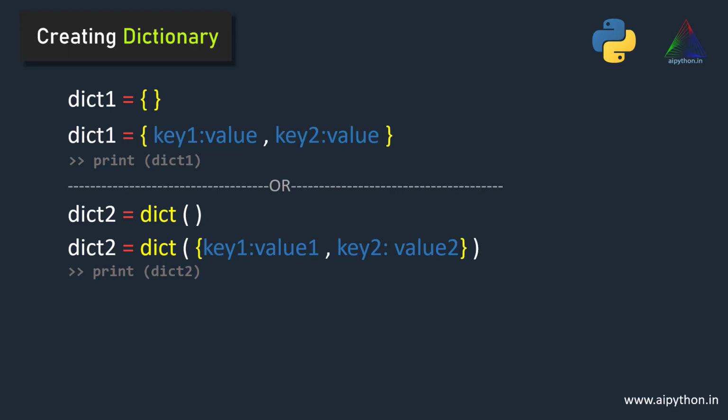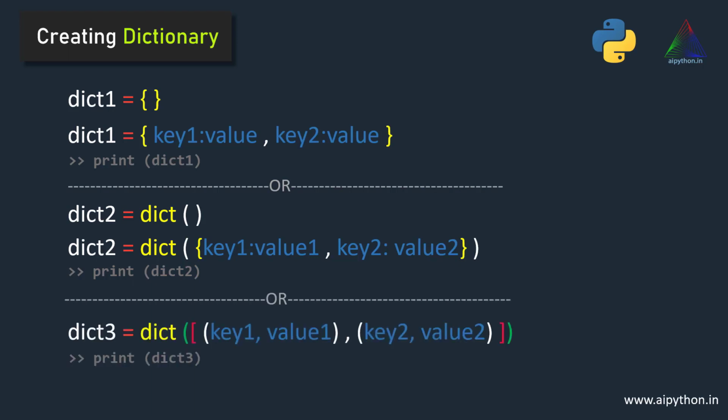Inside normal brackets, you have to assign the same curly braces and write key-value pairs separated by commas, with key and value separated by a colon. And the third method is, we can also write dict and then open and close normal brackets. Inside that we can supply tuples inside a list. Don't confuse, because mostly the first method is used for creating a dictionary, and we're going to understand this very soon.